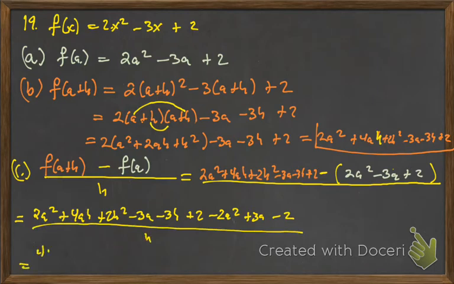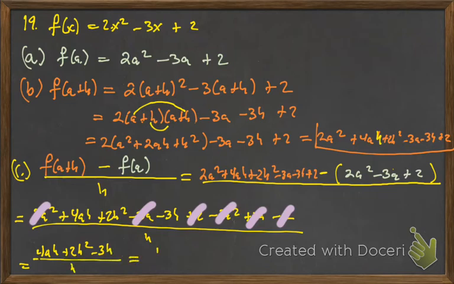And then we get to play the canceling game, so 2a squareds cancel, and minus 3a and 3a cancel, positive 2 and negative 2 cancel. So what we have left is 4ah plus 2h squared minus 3h all over h. GCF is an h, so we'll factor an h out of the top. And then we can cancel the like factors of h on the top and the bottom. And finally we have 4a plus 2h minus 3.